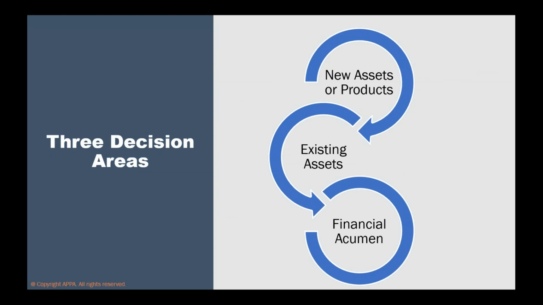So we've got these three areas that we've talked about: new assets or products, the existing assets, as well as what you gain by being able to do all the basics, and being able to have a long-term future vision of where things are.